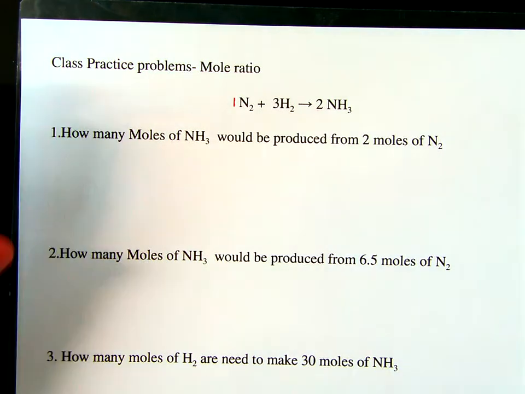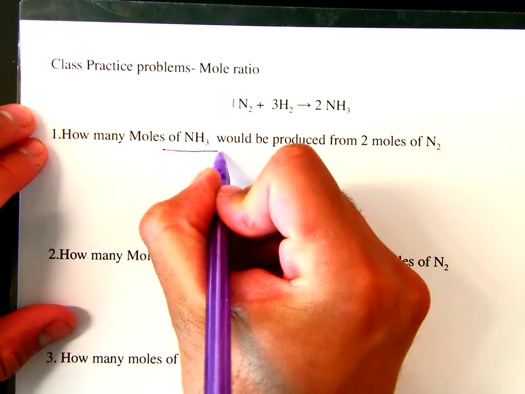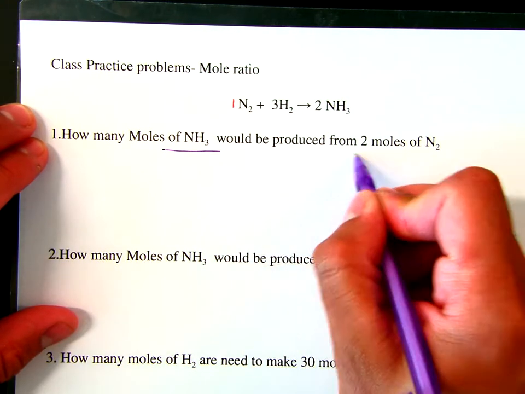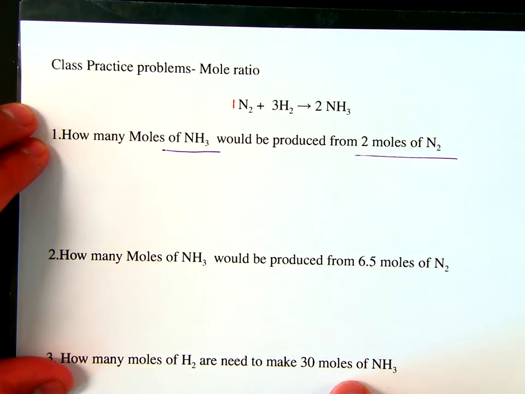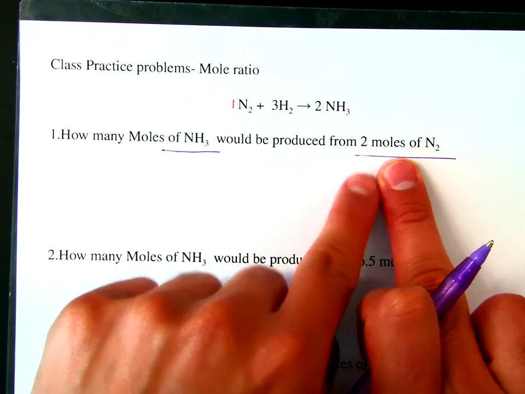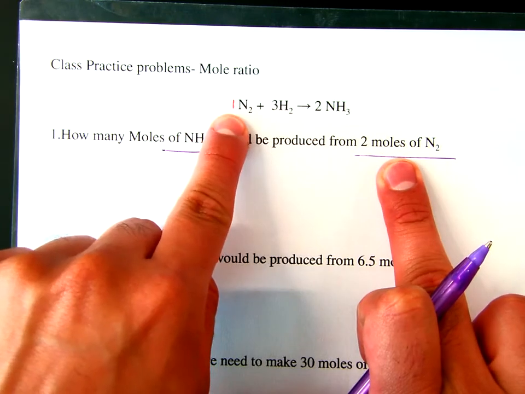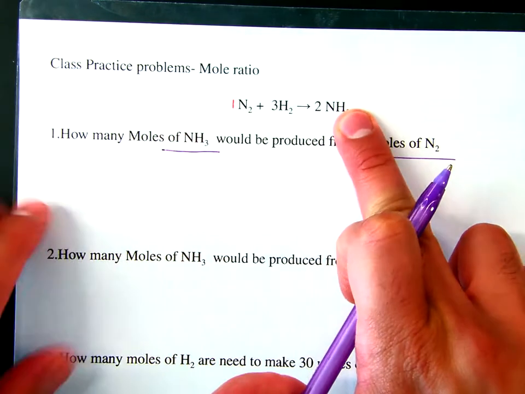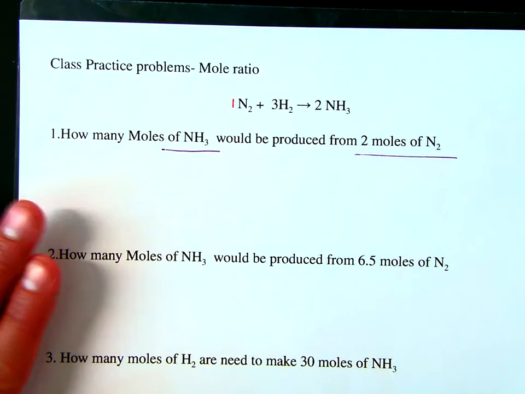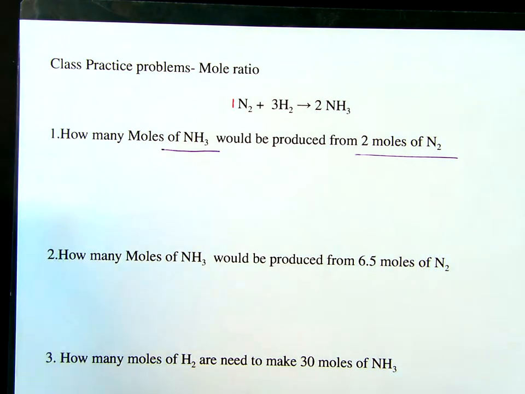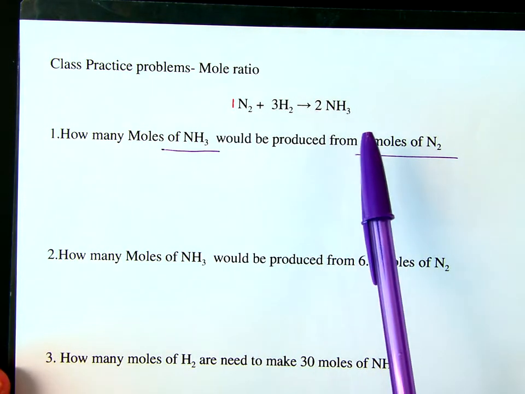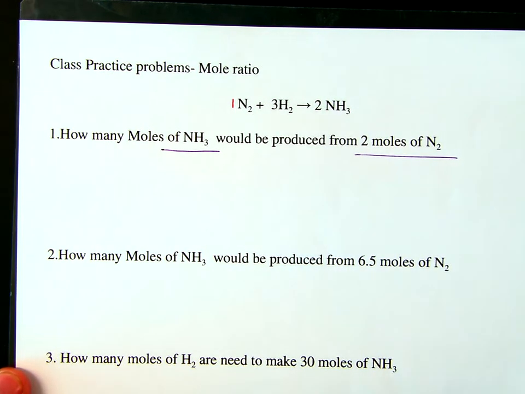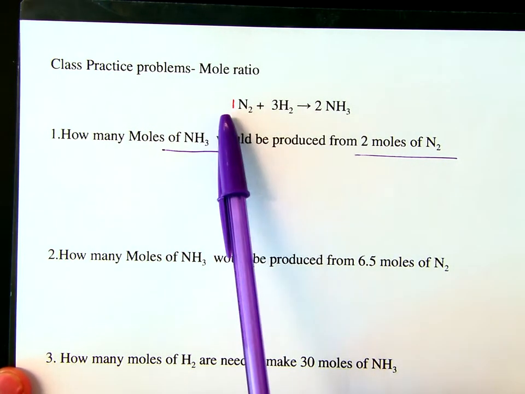This problem asks how many moles of NH3 would be produced from 2 moles of N2. In other words, if we had 2 moles rather than 1 mole, how many moles of NH3 would be produced? That's what we're trying to figure out. We should have an obvious answer. If 1 mole equals 2, then 2 moles should equal 4, right? Because we're starting with double the amount.